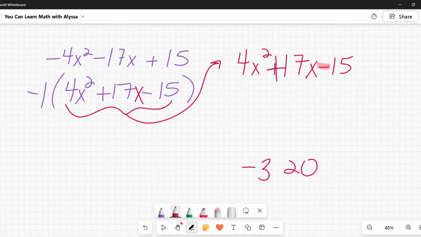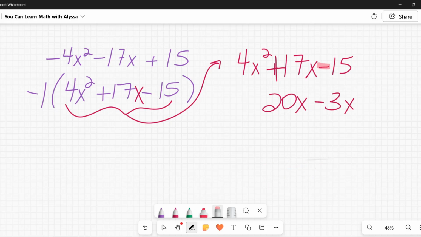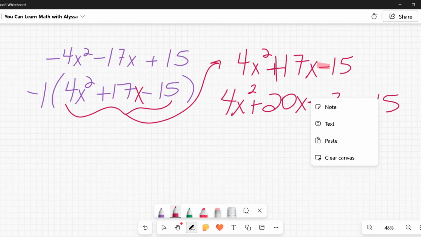This time, I'm going to put the bigger one first, just to show you it does not matter at all. I will always get the same answer. All right, 4x squared plus 20x minus 3x minus 15. Now, sometimes when you're grouping this, if there's a negative right here in the middle, it can cause some confusion. Something I like to do is to change it to a plus a negative, and then it's very easy for that negative to go with that 3.